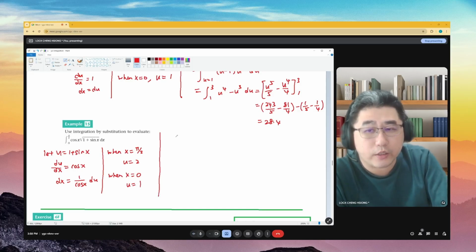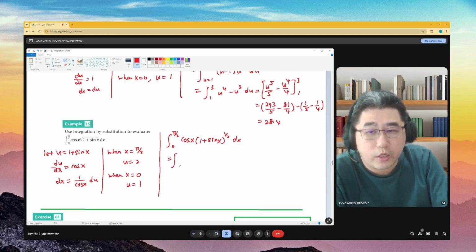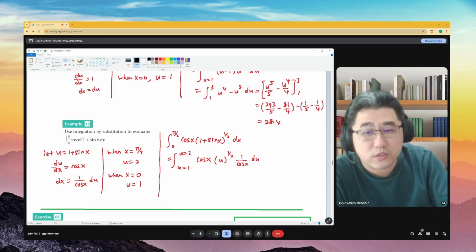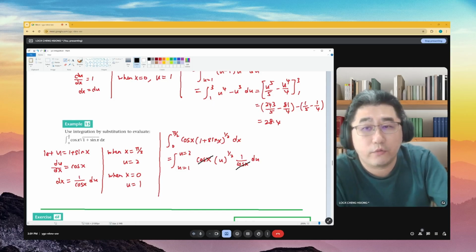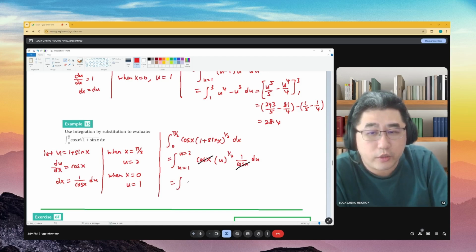Now I do my integration. This original question is the integral from 0 to pi over 2 of cos x times (1 plus sine x) to the power 1 over 2 dx. Then we change the form. Pi over 2 changes to u equals 2, x equals 0 changes to u equals 1, cos x nothing changes, this is u to the power of half, dx changes into 1 over cos x du. You will see that the cos x here cancels off. So you integrate from 1 to 2 the square root of u du.